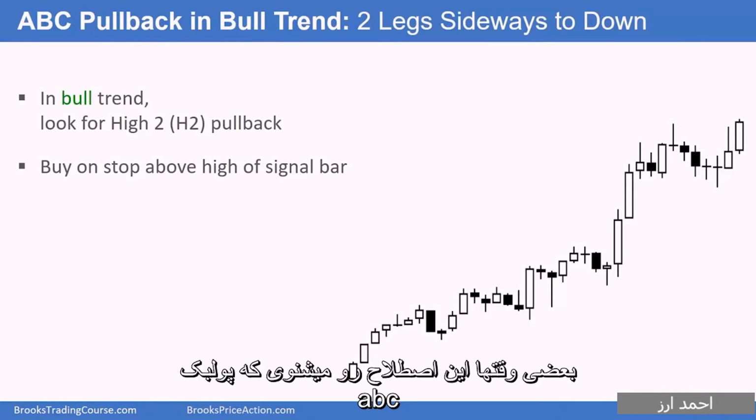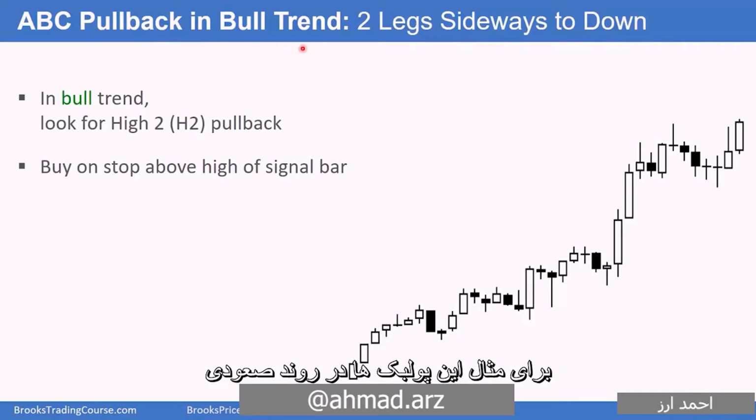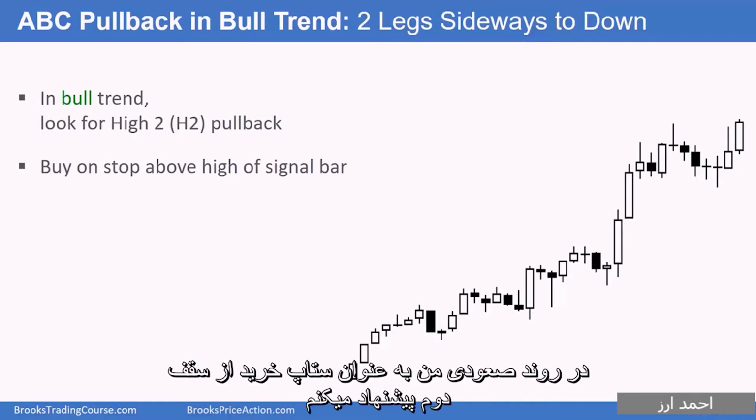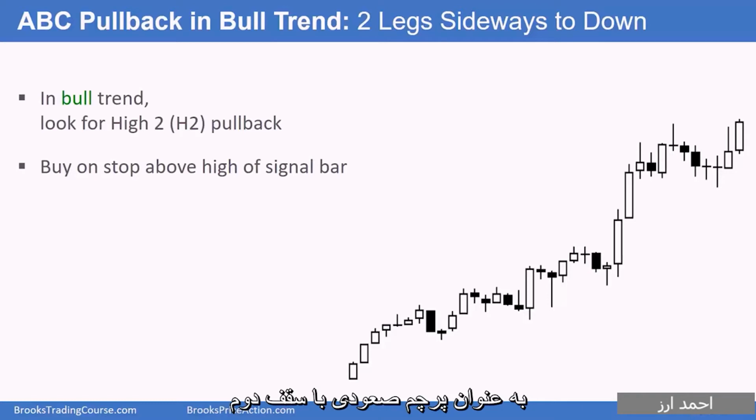Sometimes you'll hear the expression an ABC pullback. For example, let's say an ABC pullback in a bull trend. It's two legs sideways to down. It doesn't always have to be down. It can simply be sideways. And in a bull trend, I refer to those as a high 2 buy setup or a high 2 bull flag. And it's an opportunity for traders to buy, to get long.